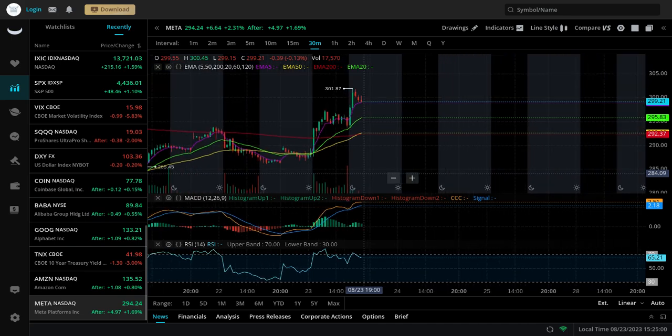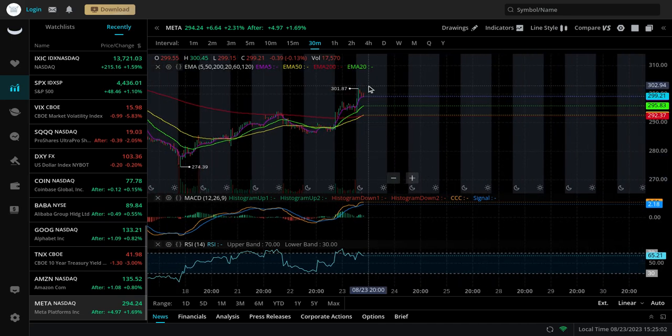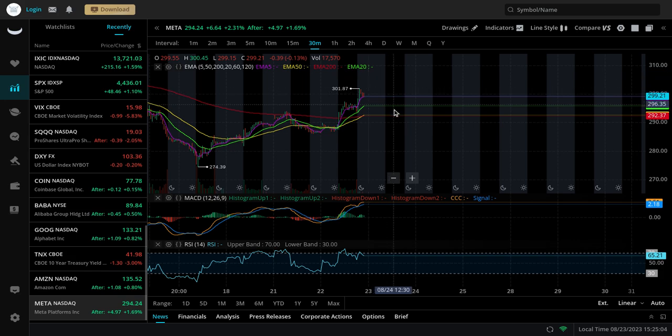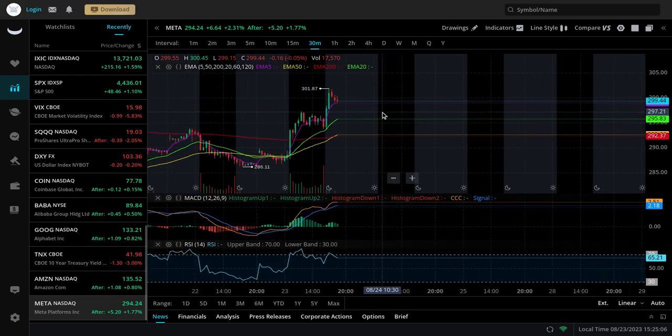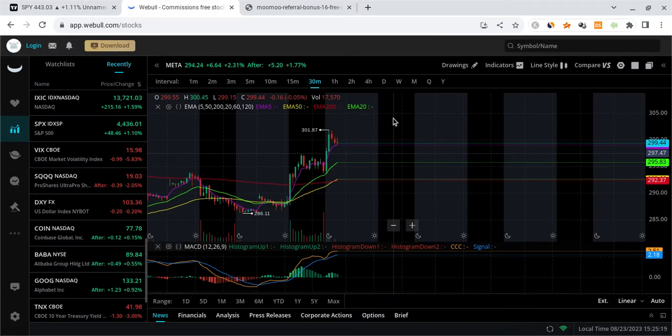For Meta, you're going to be watching 302, then 305. It could test that area first before it comes down. Then watch for a retest of this breakout area around this 297 to 298 area. And then if that breaks, we have the imbalance down in the lower 290s. So it might get a pop, then drop, then a bounce after that and close very flat. I think that's what I'm seeing for Meta as well.